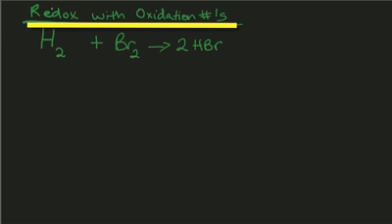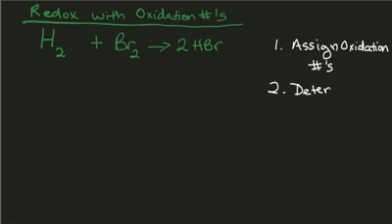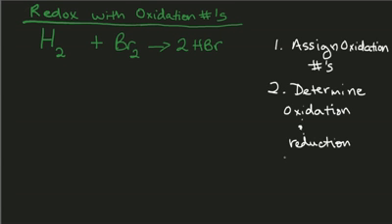Today we're going to be looking at redox reactions with oxidation numbers. Let's look at this example here. What we have to do is look at this and determine our oxidation numbers, and then after that we have to determine what's oxidized and what's being reduced. Then you can use the ion electron method to balance.